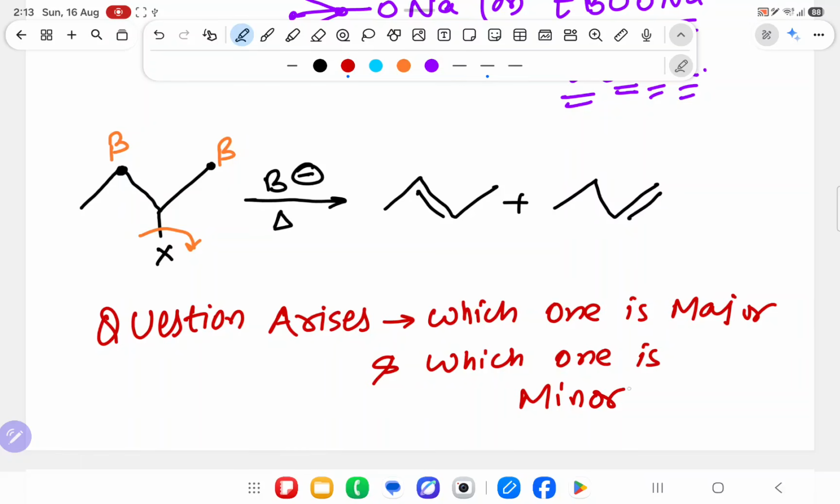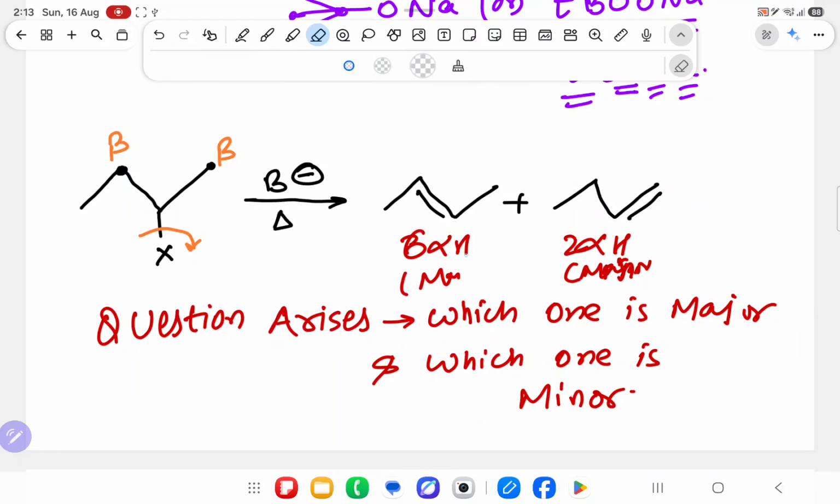Previously, what you were saying is: sir, more number of alpha hydrogens, 6 alpha hydrogens versus 2 alpha hydrogens, so this will be minor and this will be major. Now in this part you can't say like that. I will tell you the trick to find major and minor. Don't say it by more number of alpha hydrogens. There are some different rules. What is that rule? I will tell you.